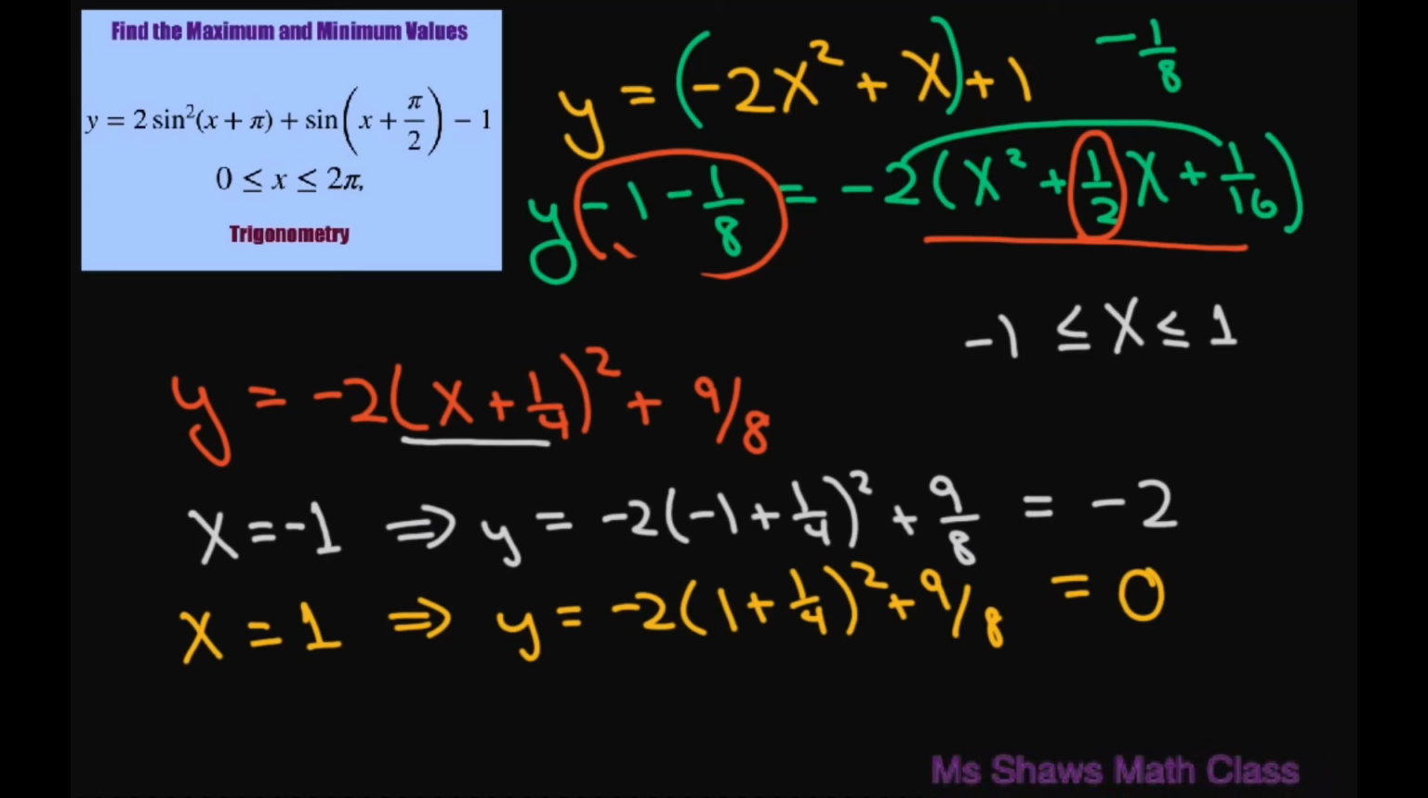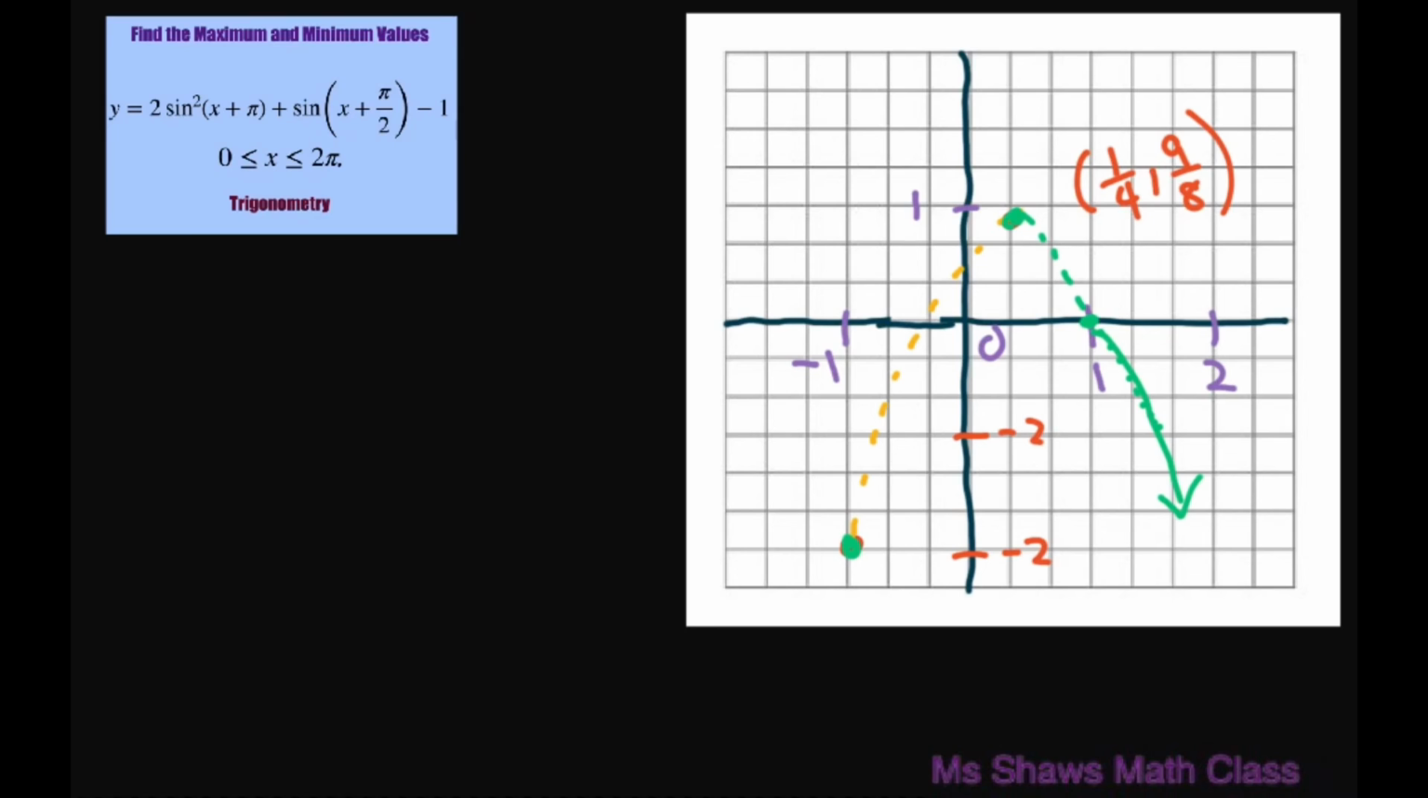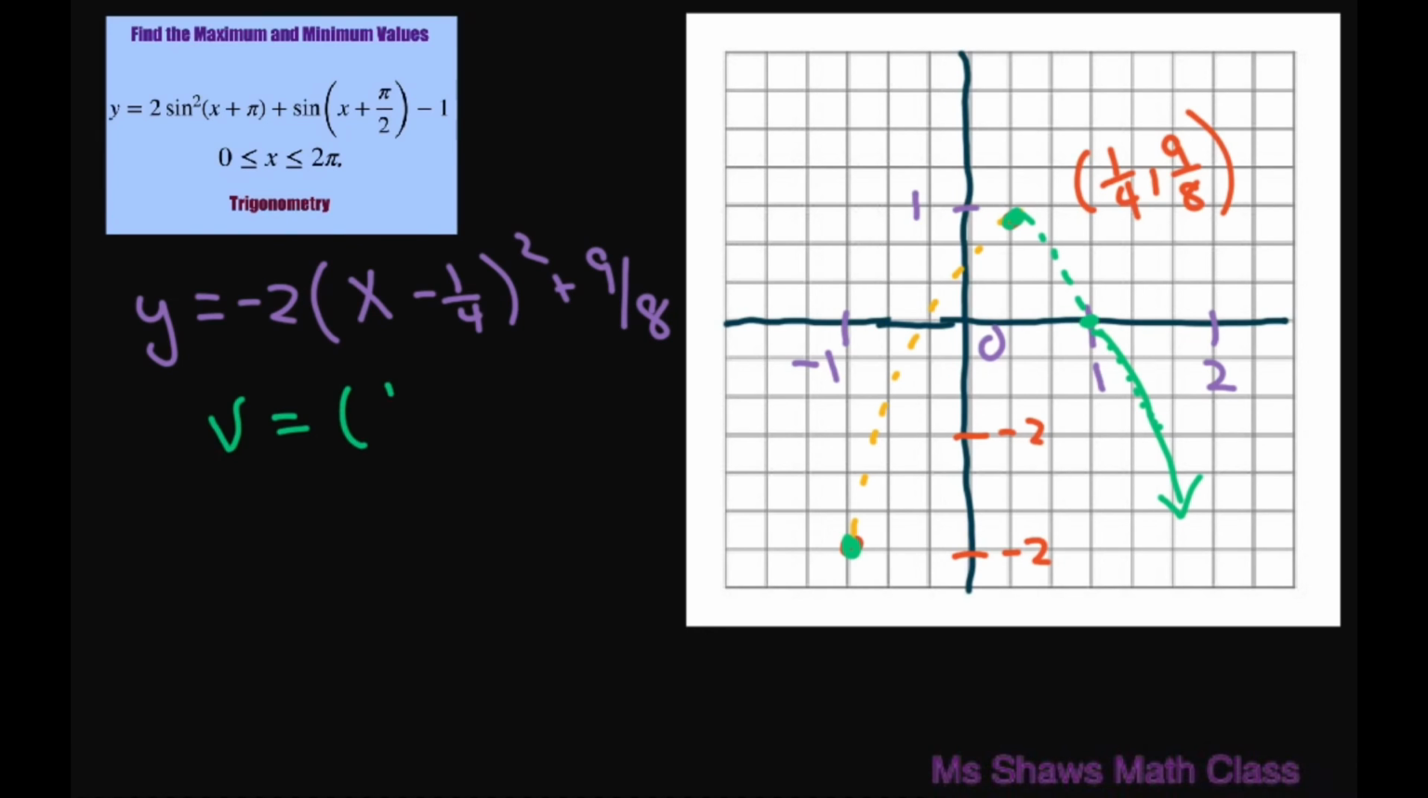All right, and I'm going to go ahead and look at these two and the graph. So I went ahead and sketched a little bit of a graph. We have our equation is y equals negative 2 times big X minus 1/4 squared plus 9/8. That means our vertex is going to be 1/4, 9/8. That happens right here. And this is just a sketch. All right. Now so that's going to be your maximum.